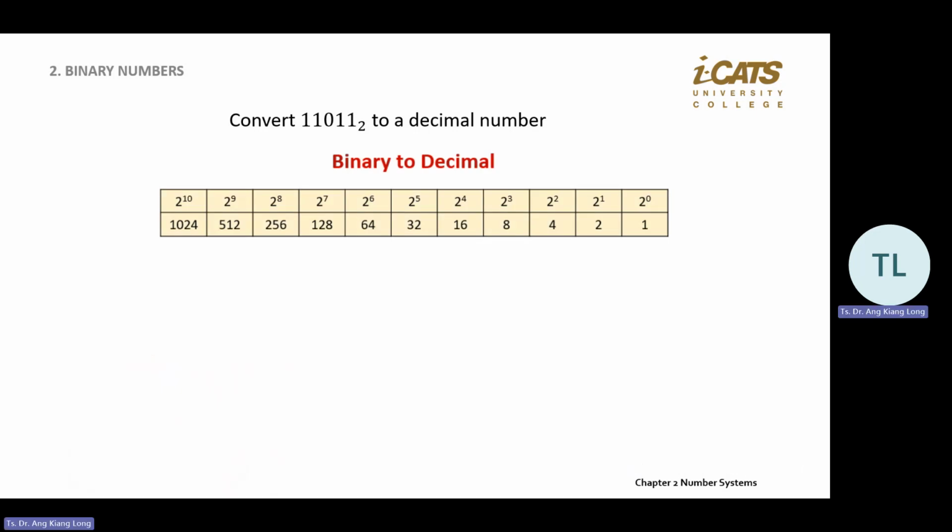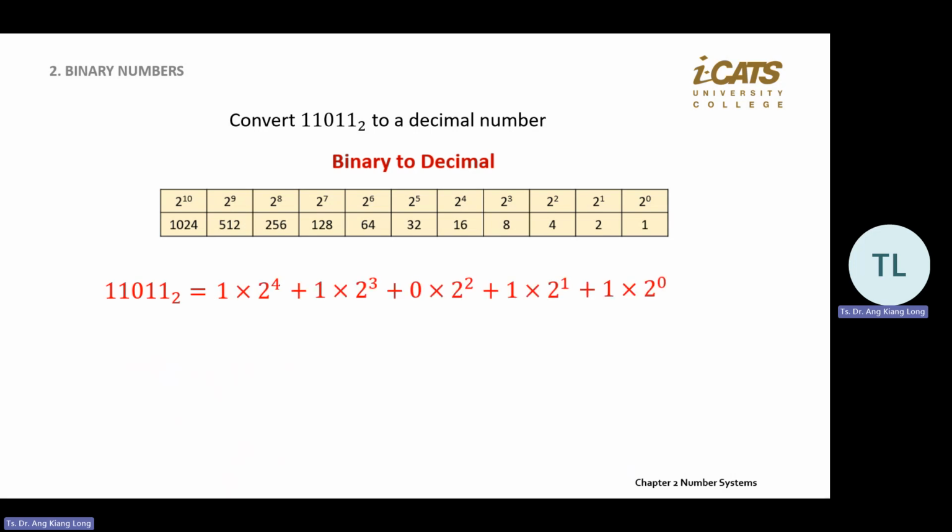So maybe I give you 30 seconds, try to solve this one. By looking at this table, okay, I already also give you this table in your handouts. So you just count. This one has no dot number. So 0, 1, 2, 3, 4. So you only need to count until 2 power 4. So 2 power 4, 16 plus 8 plus 2 plus 1 equals 27.